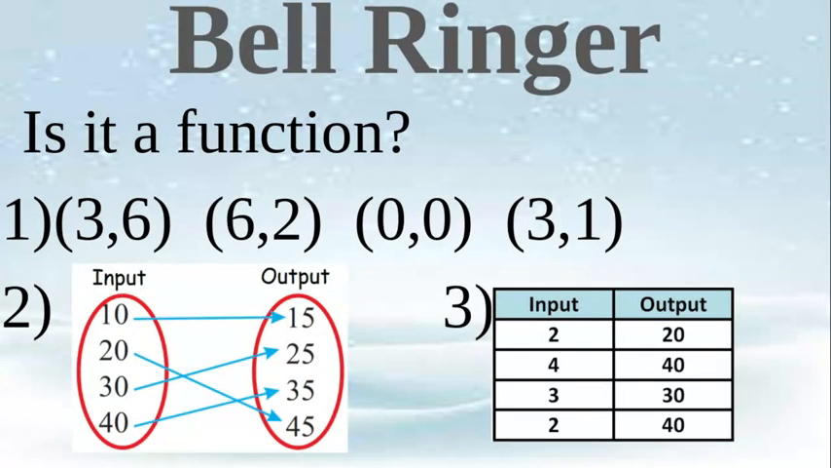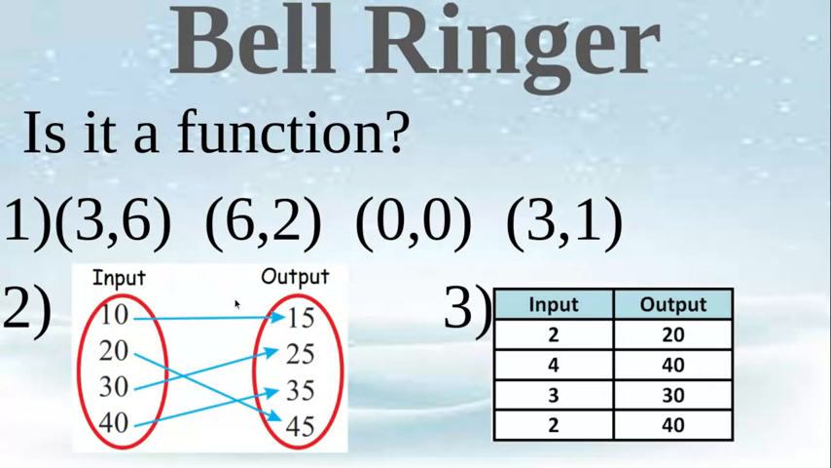All right, so if we look at number one, was it a function? What are our x values? We have a 3, a 6, a 0, and a 3. So is it a function? No, because we have a repeating x value. We have 3 matched with a 6 and 3 matched with the 1. We can't have that. It's not allowed. So that is not a function.